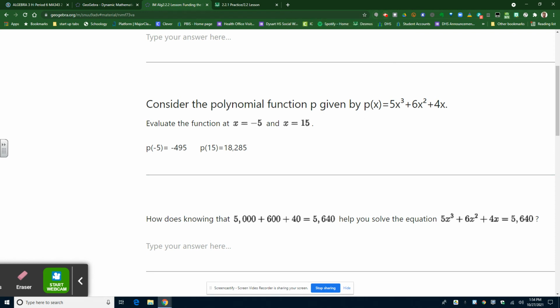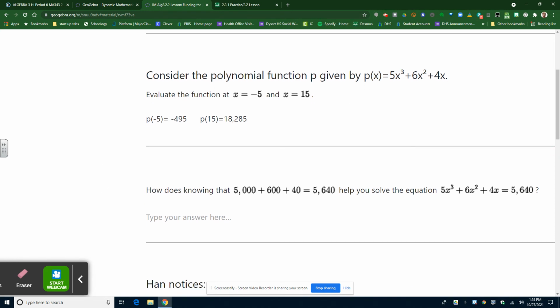Using that idea of expanded notation, see if you can figure out how the expanded notation of 5,000 plus 600 plus 40 equaling 5,640 is connected. How would you solve the equation? Don't say it, just write it. Need a little help? Maybe scroll to the top and look at those what do you notice, what do you wonder ones.